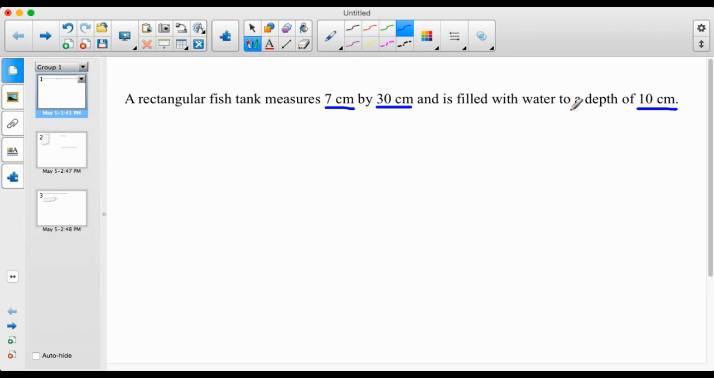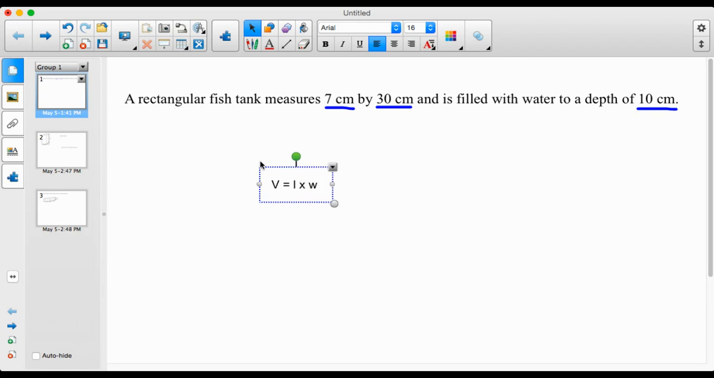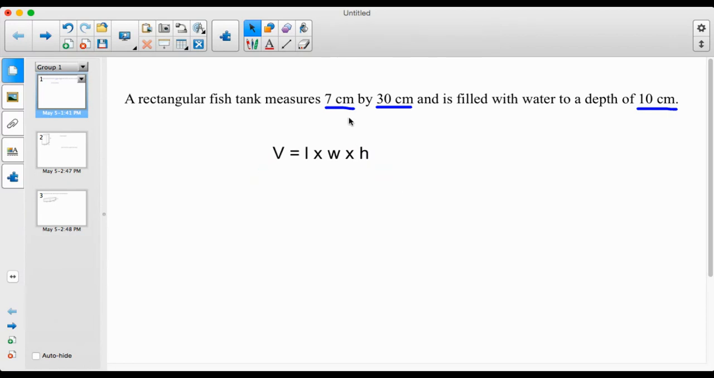I see 3 different types of measurements. You know that for volume, our formula is always volume equals length times width times height. And if I look at what I was given, I was given 3 measurements, a length, a width, and a height, which is the same thing as a depth. So all I need to do now is plug in my numbers. I'll write them right underneath.